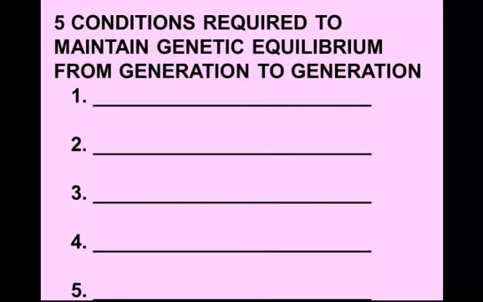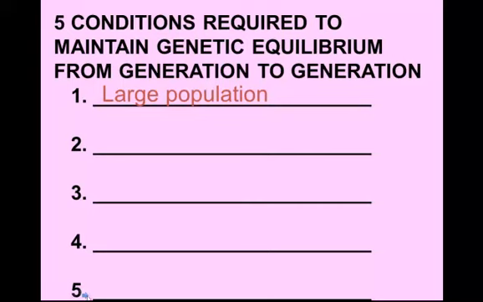These are all the things that you can't have if you want the population to not change. So populations have to be large. They can't be small. Because in small populations, weird things can happen just by random chance.